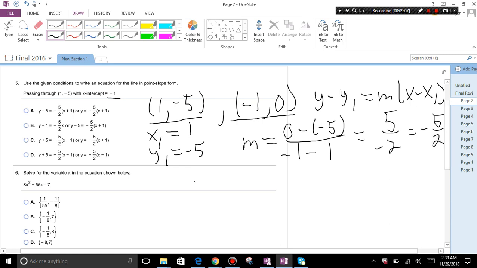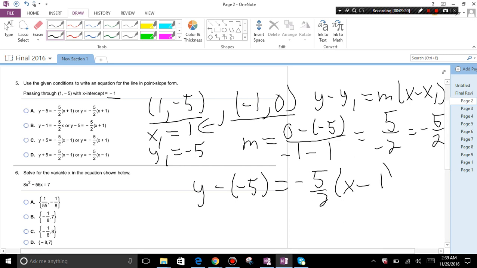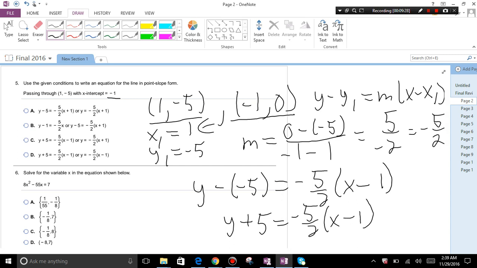Plugging this into the formula, y minus y1, y minus -5 equals -5 over 2 times x minus the x1, which is that 1. And so simplify: y plus 5 equals -5 over 2 times (x minus 1). And if you write that on the test, that'll be perfect. And that one seems to fit C, right? So it's either C or D if you go ahead and solve all the way through. But if you write this on the test, that will be perfect.